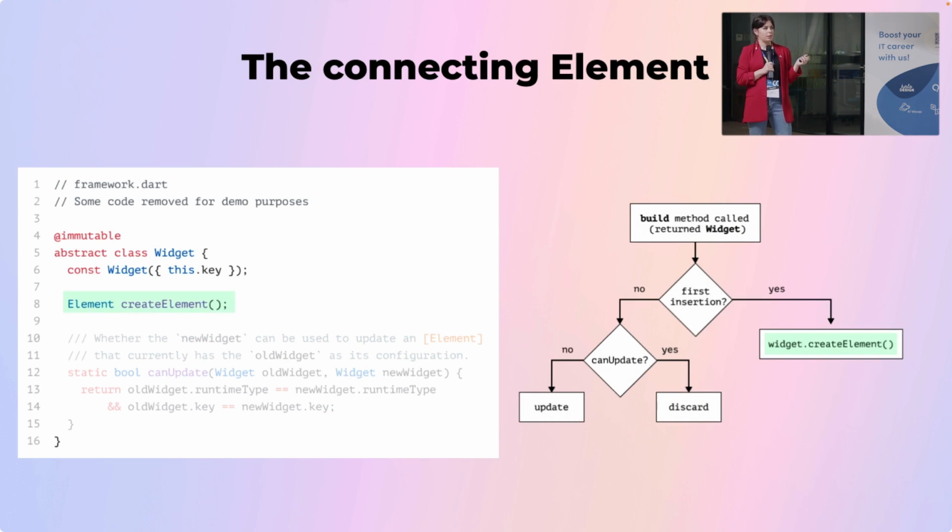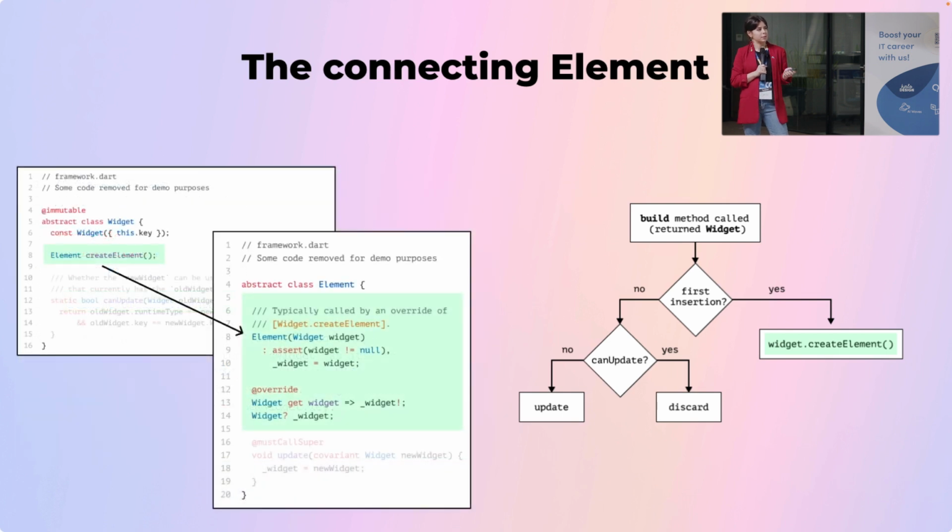The first time that the build method of the widget gets called, we check if it was the first insertion of the widget into the widget tree. And okay, yes, Enzo is not happy about elements. Okay, so yes, it was the first time of inserting this into the widget tree.